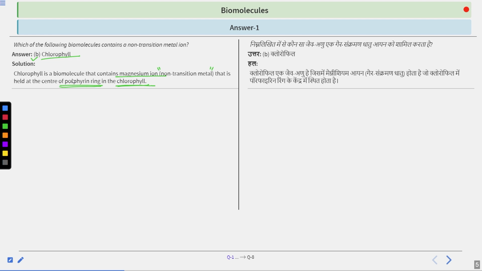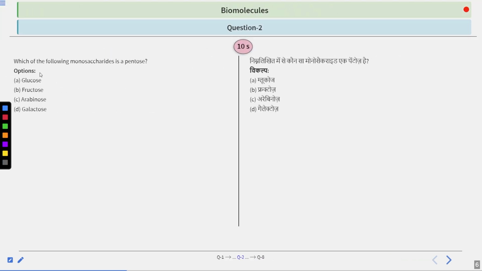Let's move on to the next question. Question number 2. Which of the following monosaccharides is a pentose? So you have to tell from the options which monosaccharide is a pentose. Pentose means 5 carbons. The number of carbons present will be 5. Options are glucose, fructose, arabinose, or galactose.